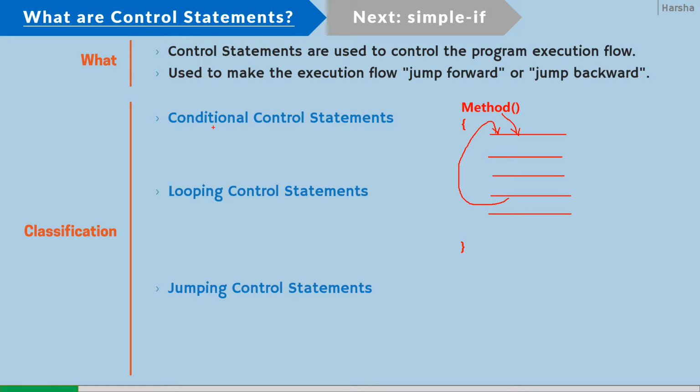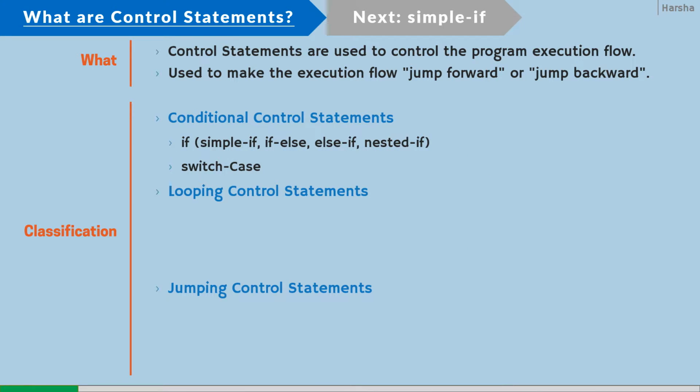The statements that help you to jump forward are called conditional control statements, that is if and switch case. Inside if, we have four types, that is simple if, if else, else if, and nested if. For jumping backward, you have looping control statements, that means use them to execute the code repeatedly. Those are while, do while, and for. And separately, we have jumping control statements, but you can understand how the jumping control statements execute only after completion of looping control statements.